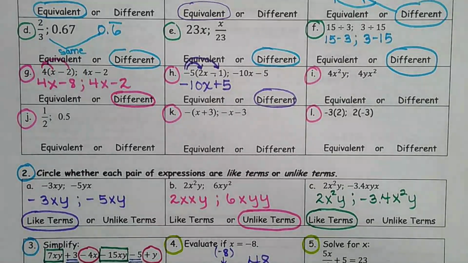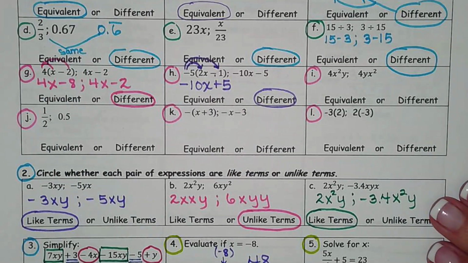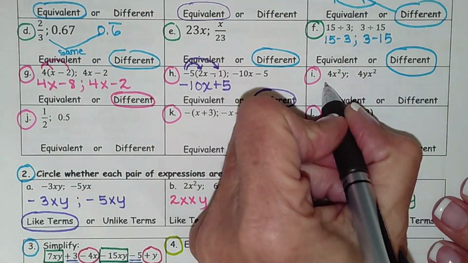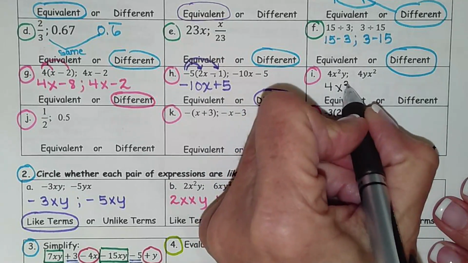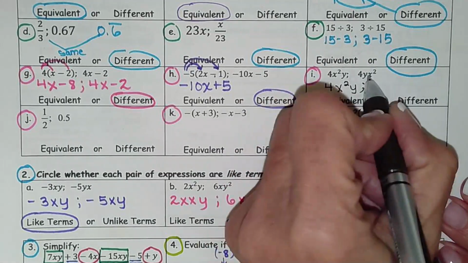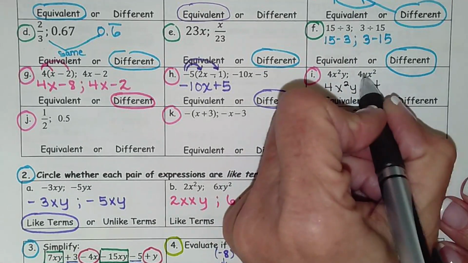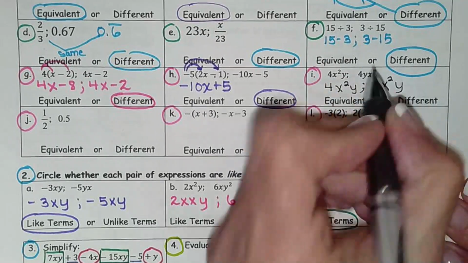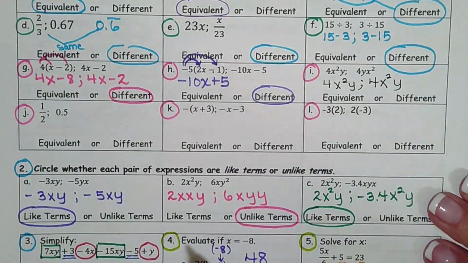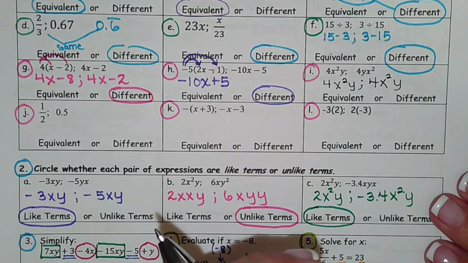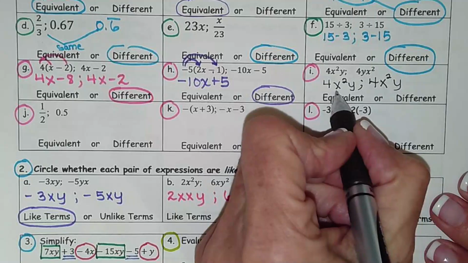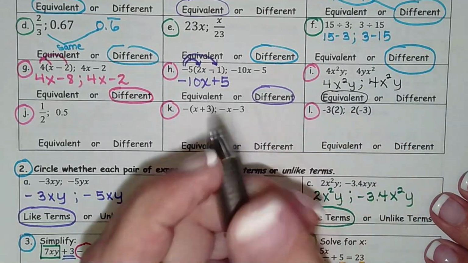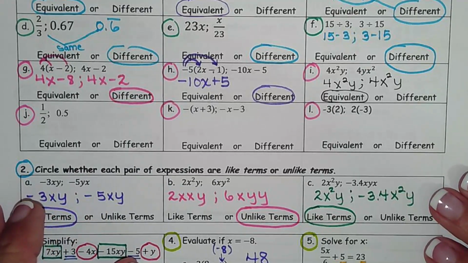On the next one, we want to look and see if the two are the same. We need to first put them in alphabetical order. This one already is, for 2 x's and a y. This one is not in alphabetical order, so when we flip-flop the x and y around, we keep the 2 with the x and then the y, and then we can easily see they are equivalent once they're both put in alphabetical order. So that would be equivalent. 4x squared y and 4x squared y.